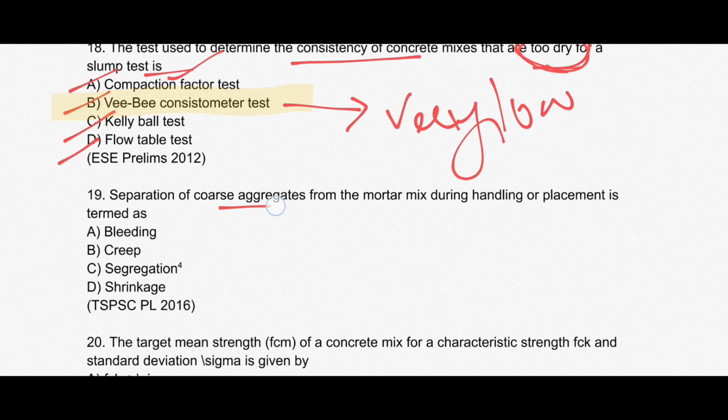19th question. Separation of the coarse aggregates from the mortar mix during the handling or placement is called as option A, bleeding, option B, creep, and option C, segregation, option D is shrinkage. So the answer is option C, that is segregation.